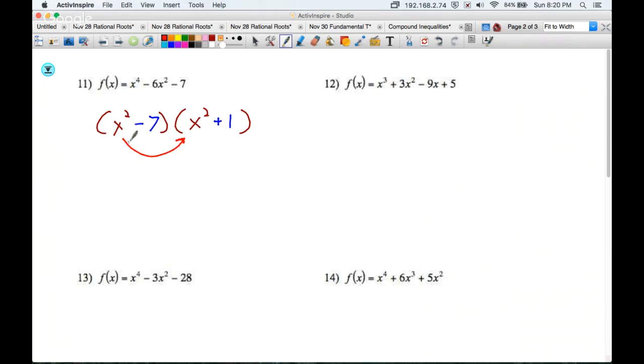So first, inside, outside, last. We get an x cubed when we do our first. Inside, -7x squared. Outside, plus x squared. Last gives us a -7. Combine like terms, and you'll see that this goes back to that original expression.